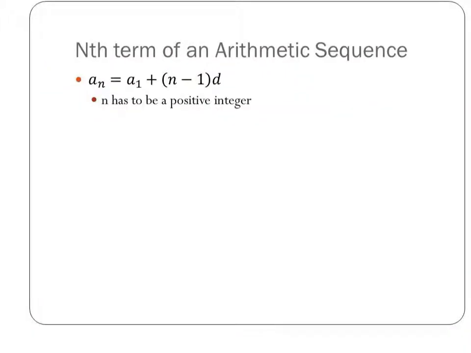Okay, so the nth term is a sub n, and it's going to equal the first term plus n minus 1 times the common difference. n does have to be a positive integer. You can't have like the 3.5 term. You know, it's either the third term or the fourth term. And we're not going to have negative terms. We start with term 1.